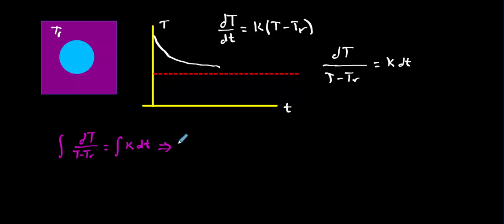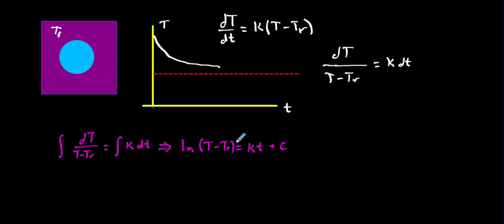So on this side, I'm just going to put log of T minus TR. And you might wonder, why didn't you put an absolute value? Well, in this example, the temperature is above the room temperature. In other words, it's cooling. So T minus T sub r is going to be positive, so I don't have to worry about the absolute value. Now over here, let me integrate this. This is going to be KT, because K is just a constant, plus C.